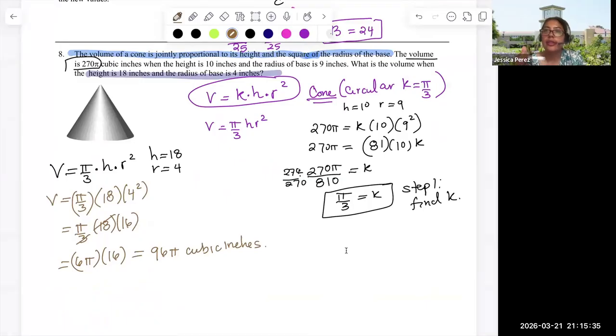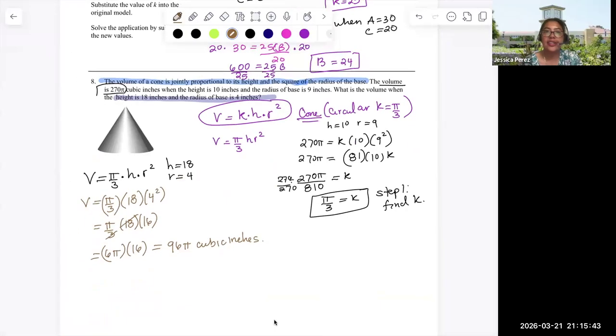So we discussed direct variation, inverse variation, and joint variation. And that terminates section 2.7. So you will be able to expect an assignment that incorporates section 2.6, which is inequalities and variation. Thank you, and I'll see you guys next time. Bye-bye.